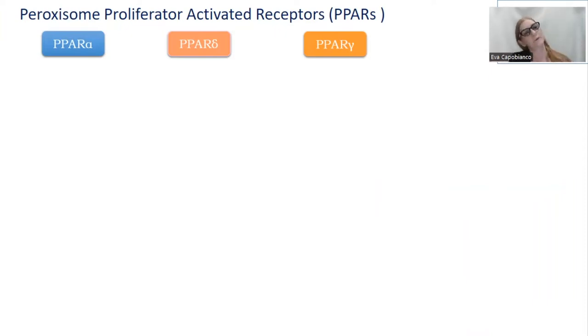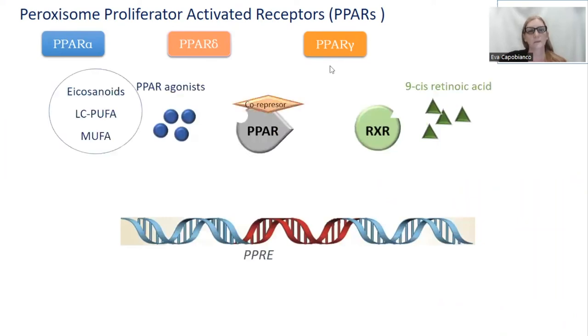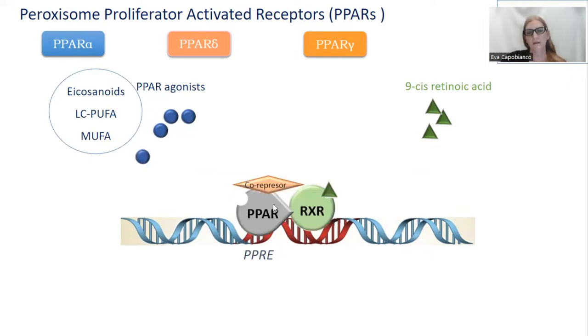In our lab, we have deeply studied peroxisome proliferator activated receptors, and there are 3 isotypes of PPARs, PPAR alpha, PPAR delta, and PPAR gamma, and they are activated by different types of ligands, such as eicosanoids, long-chain polyunsaturated fatty acids, and monounsaturated fatty acids, and they heterodimerize with the retinoid X receptor and bind to peroxisome proliferator responsive elements in the DNA.